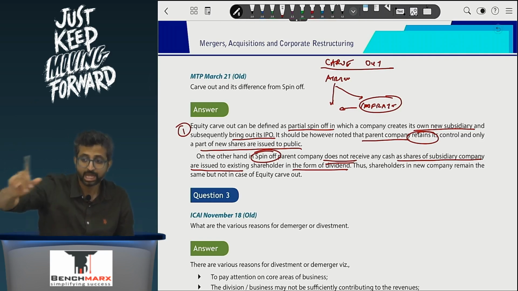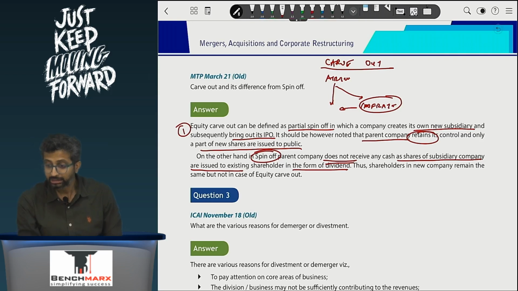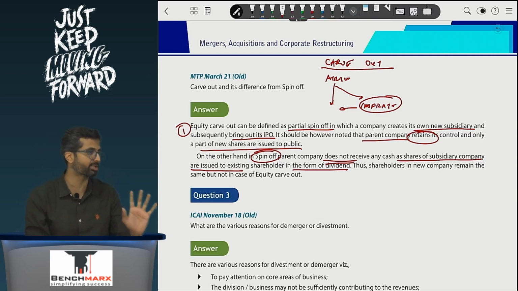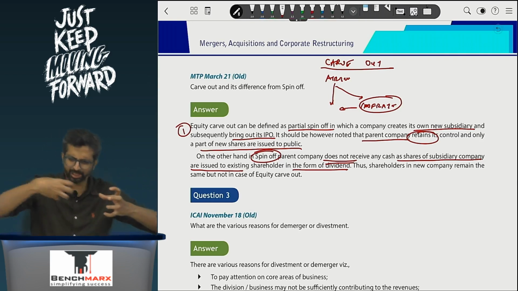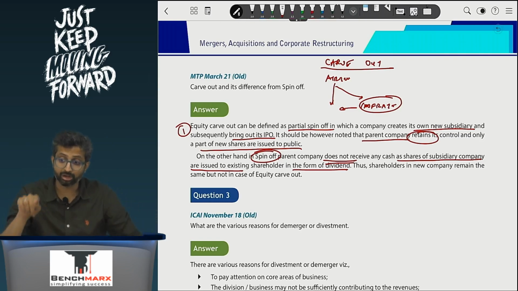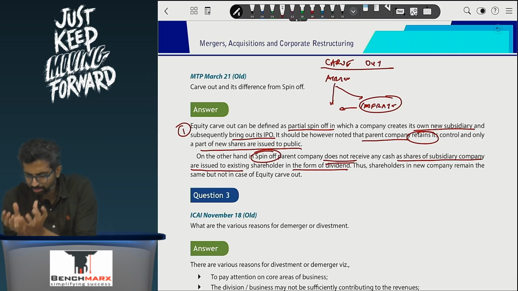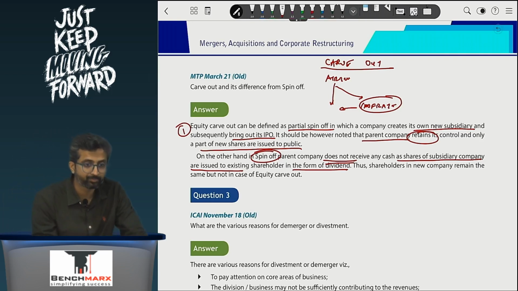Do you understand? This is called a spin off. This you have to know from a theory as well as an MCQ perspective. Again, what is a carve out? In case of a carve out, a demerger will happen. So spin off, maybe demerger will happen, but in carve out, the new company will issue shares to whom? The selling company only. It will act as a subsidiary of the selling company. Whereas in case of a spin-off, a new company will issue shares to whom? Shareholders of the selling company.